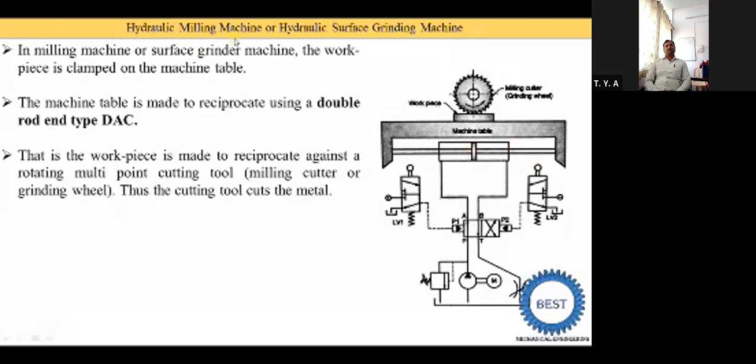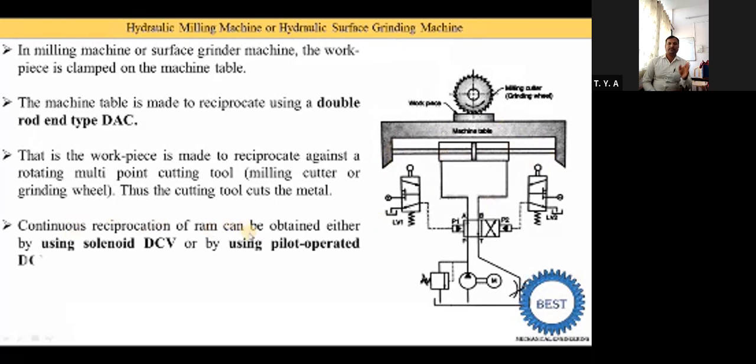But in the case of milling machines or hydraulic surface grinding machines, the machine table is mounted on a double rod end type double acting cylinder. The continuous reciprocation of the ram can be obtained either by using a solenoid DCV or by using a pilot operated DCV. In shaper machines we use the solenoid operated DCV, and we know that when we use the solenoid operated DCV, we need to use limit switches. When we use the pilot operated DCV, we need to use limit valves.